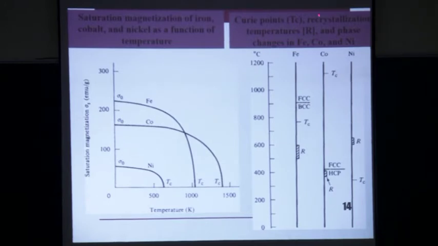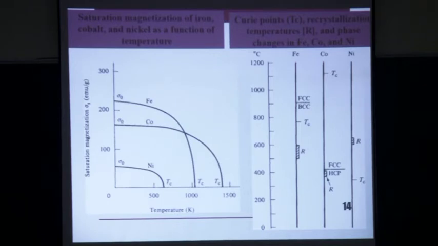Now, the recrystallization temperature is the temperature at which after you deform a material, it will spontaneously form new strain-free grains. So again, you can see in the three cases that in one case, the recrystallization temperature is below the TC. In one case, it is almost equal to the TC. In another case, it is above the TC. So you can understand the relationship between mechanical properties, which is what recrystallization measures, and the magnetic properties.